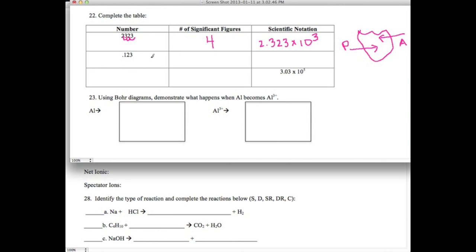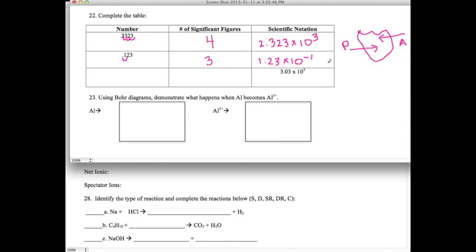Here, remember, my decimal place is present, so I'm going to be counting from left to right. I can start on this 1, so it's 1, 2, 3 significant figures. And I need to make this number between 1 and 10. So I need to take this decimal place and move it to the right 1 place, which gives me 1.23 times 10 to the, well, I only moved it 1 place, but I made a small number bigger, which means it has to be a negative exponent. When you make a small number bigger, you make it a negative exponent, and it's negative 1 because I only moved it 1 place.